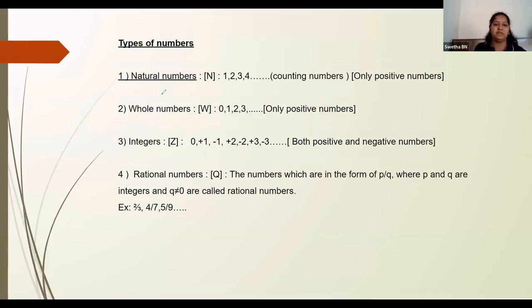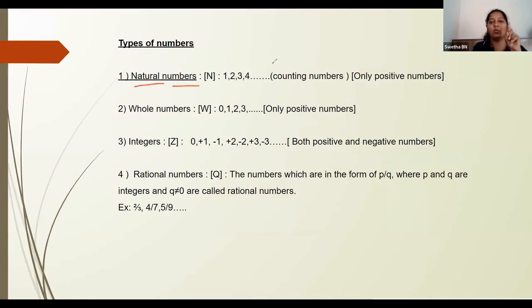Yes, types of numbers. The first number type is natural numbers. What are these natural numbers? For example, I'll ask you a question. How many students are there in your class? How many teachers are there in your school? For that, see, always we will count from 1.